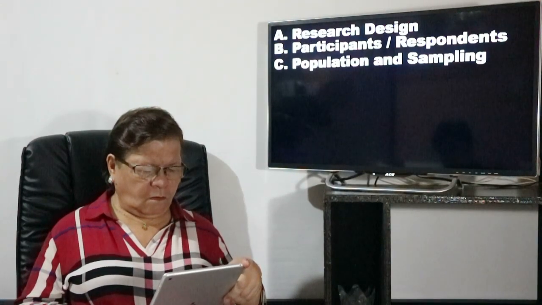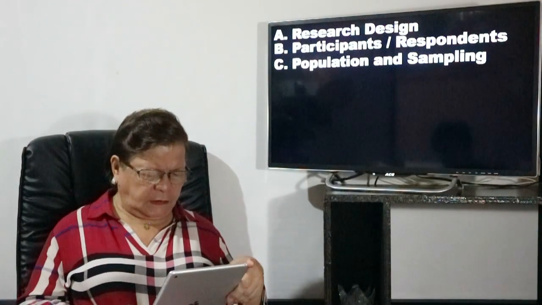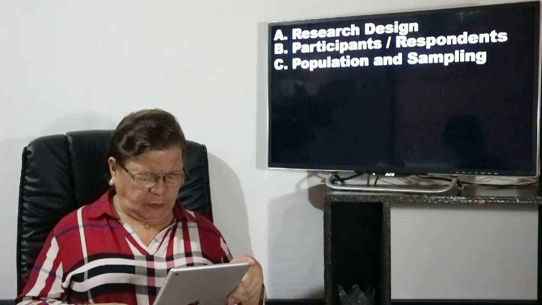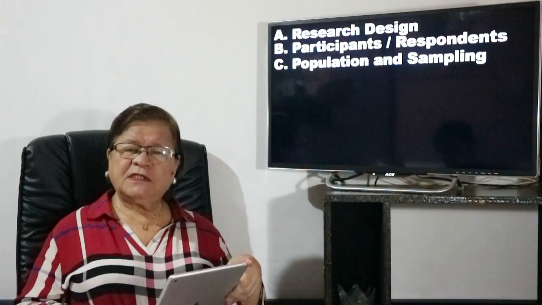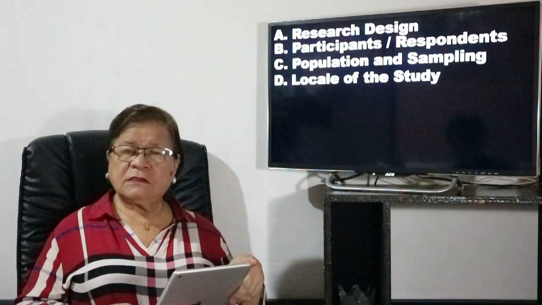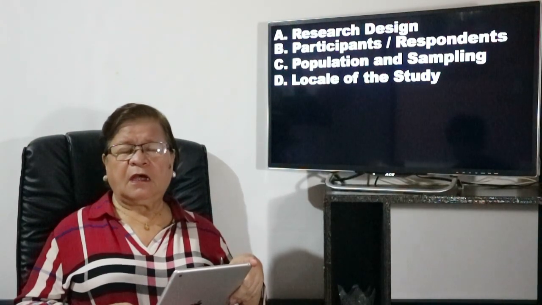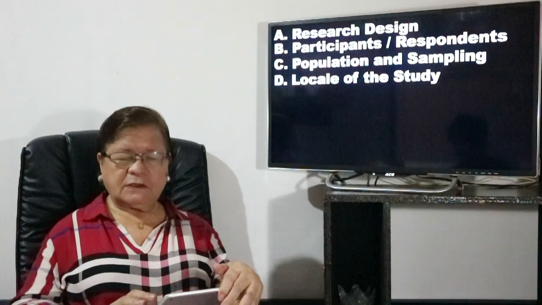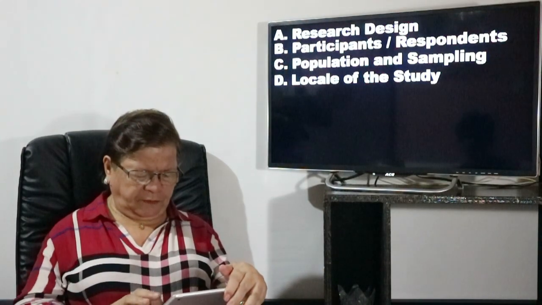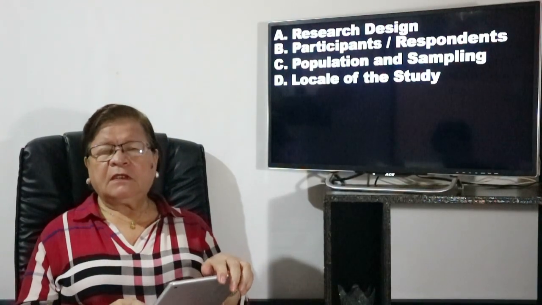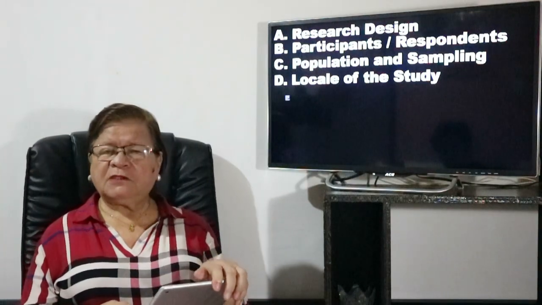Next, after computing for the participants, population, and sampling, next you describe the locale of the study. This is otherwise known as the research environment. So you describe the place where you will undergo the action research that you will perform. Then after the locale of the study, next will follow the instrument used.